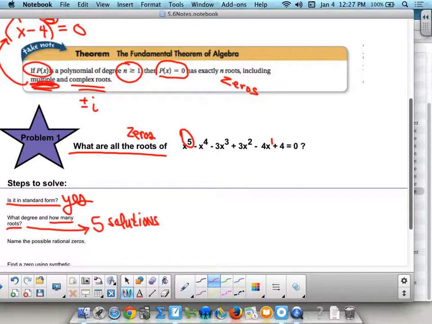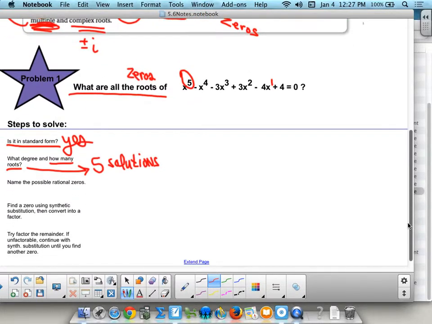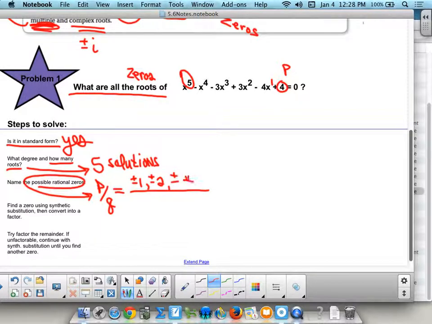Name the possible rational roots. Here comes your Christmas vacation getting in the way. Possible rational zeros are going to be your p's over what? Q's. P's over q's. Do you guys remember what your p was? It's the constant. This is your p right here. Plus or minus what? What goes into 4? Plus or minus 1. Plus or minus 2. Plus or minus 4.